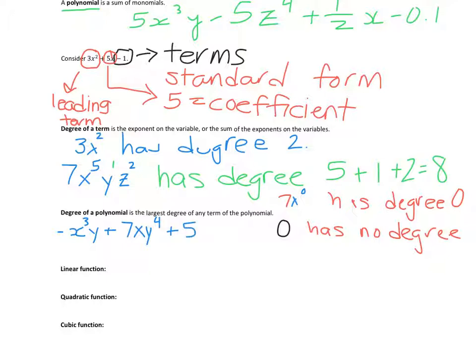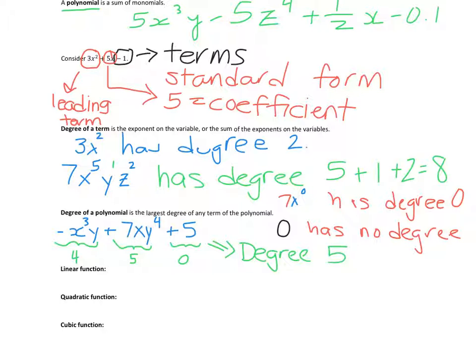Well, we would have to go and look at the degree of all the terms. So let's go term by term. So x cubed y, what's that degree? Well, 3 plus 1 is 4. So this has degree 4. What about our middle term? That has degree 5. And our constant term always has degree 0. So what's the degree of the polynomial? What's the biggest one? 5. So we would say this has degree 5.